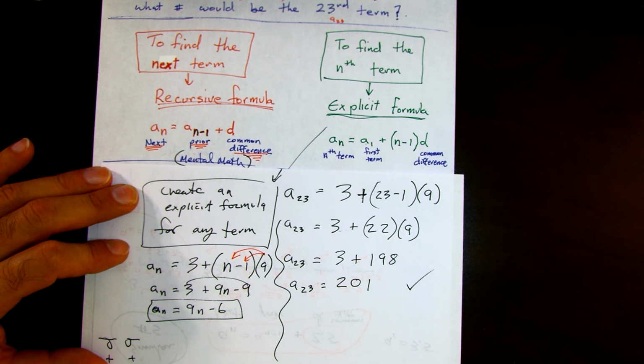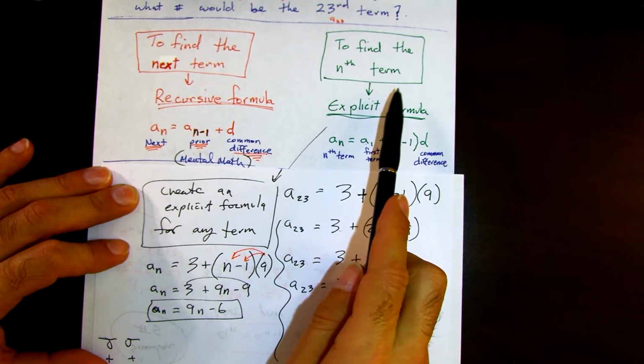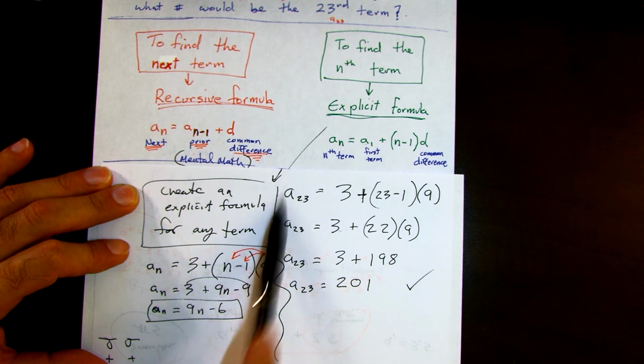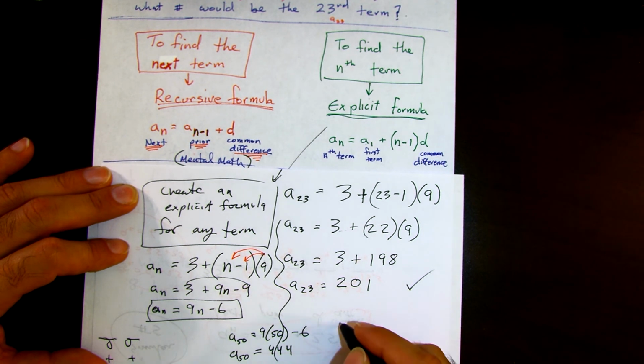So really, we can use this to find the nth term. We can also use the explicit formula to just, with the scenario given, find the equation that we can use for any of these values. So now I could find a sub 50 because I would just need to plug it in as 9 times 50 minus 6. And what is that going to be? 444. Yep. Okay.